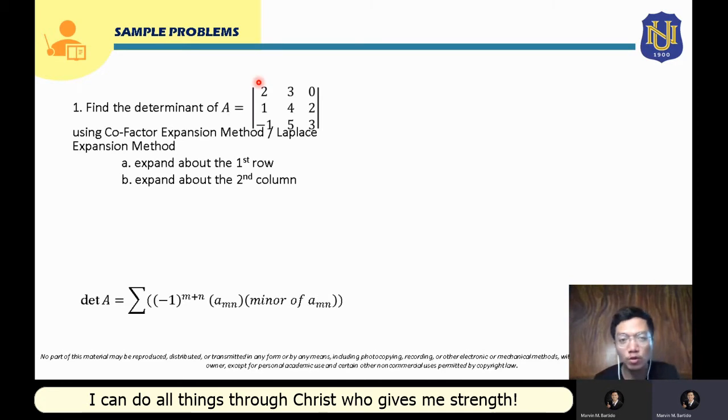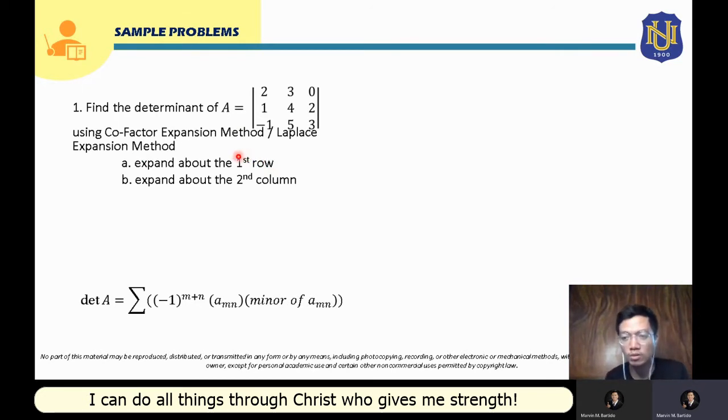The cofactor expansion method or Laplace expansion method can also be applied, no? It can also be used in solving a 3 by 3 matrix. But the thing is, it will not be so much useful in solving for the determinant of matrix A, because we know that we have the basket method, and it's much easier, actually. But I will just show you here that we can actually use this method in solving for a 3 by 3 matrix. So we are asked here in letter A to expand about the first row, no?